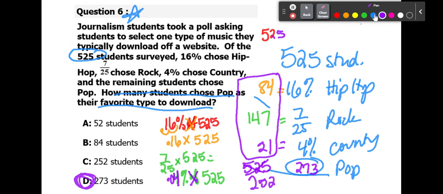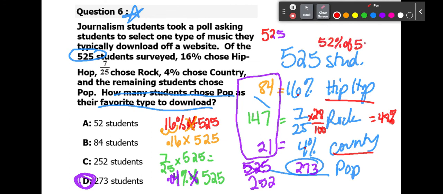There are a lot of different ways to do these questions, guys. You did not have to do part of a number and multiply. You could have used some number sense in that 4% plus 16% is 20%, right? So this part plus this part is 20%. And then rock is, if this goes into 100, 25 times 4, 7 times 4 is 28%. So I could say 20% plus 28% equals 48%. So now I need to know what 52% of 525 is. So that's another way too. You didn't have to find each number first, but that's kind of the strategy we used in class.